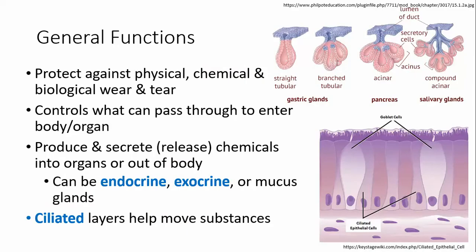Now, as for general functions, beyond the protection and the aspect of controlling what can enter and exit whatever part of the body the epithelial tissue is presenting, there are two other main functions, one of which is to act as a gland. These epithelial tissues will produce some chemical or some substance, and they will secrete it or release it outside of that organ, that tissue. A lot of times, for example, there are sweat glands and there are also oil glands that will release to the outside of your cell.